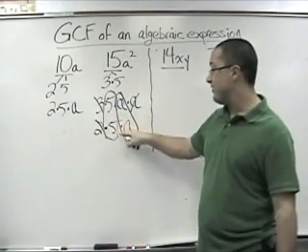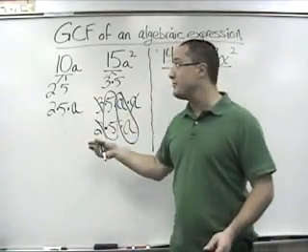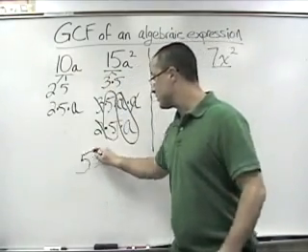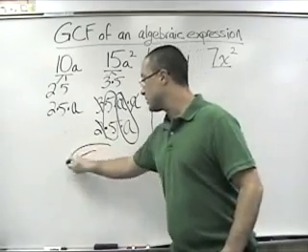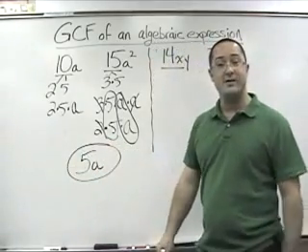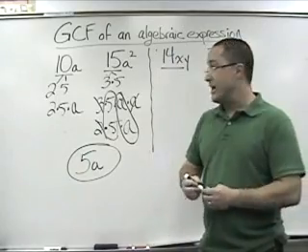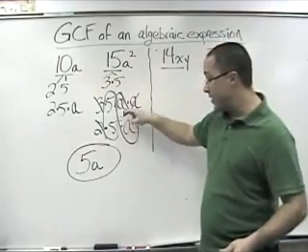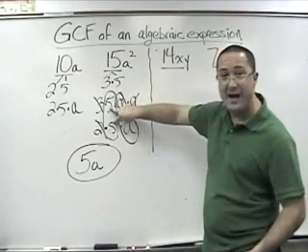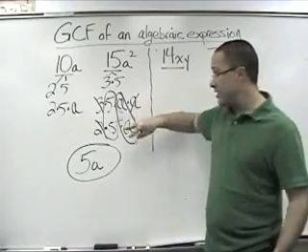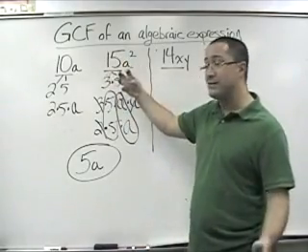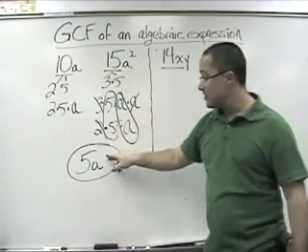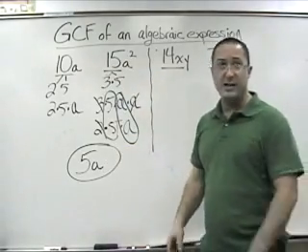5a. 5a. So what is the greatest common factor of 10a and 15a squared? It is 5a. Okay? Because after we did the prime factorization for each and we found what they had in common, they each had a 5 in common and they each had an a in common. So the greatest common factor, we put it together, of 10a and 15a squared is 5a. All right? Let's try another one.